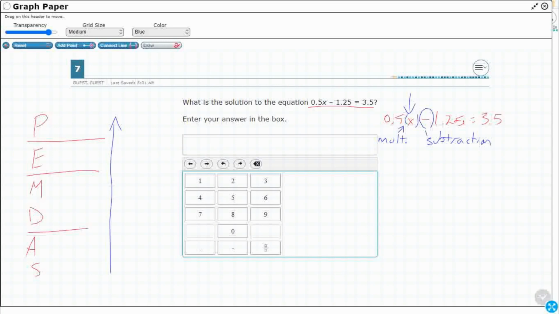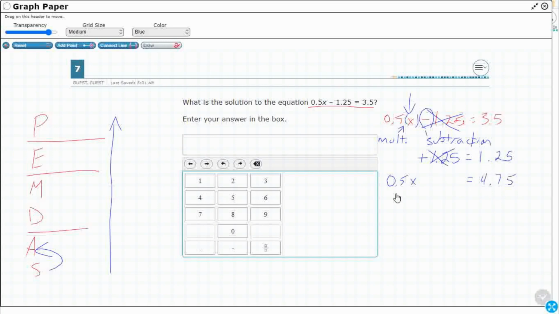So I need to peel off that subtraction. How do I do that? Well, I use the inverse operation. The inverse of subtraction is addition. So to get rid of my minus 1.25, I add 1.25 to both sides. Now think of this equation as a balance. You need to add that 1.25 to both sides to keep it balanced. Those two cancel themselves out, leaving me 0.5x alone over here. On the other side, that's going to be 4.75. I added my 3.5 and my 1.25.